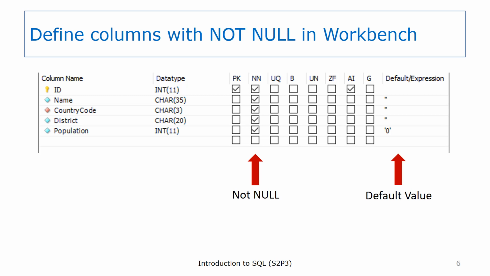You can see that there is no default value for the ID column, the first column, even though that column has the not null check mark. The reason why there is no default is because there are two other checkboxes that are checked for the ID column, PK and AI. PK stands for primary key, and AI stands for auto increment. You'll learn more about these column attributes in the next video in this session.